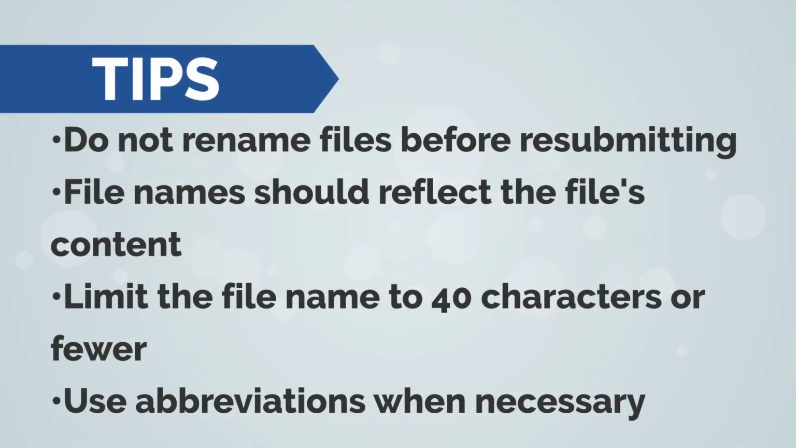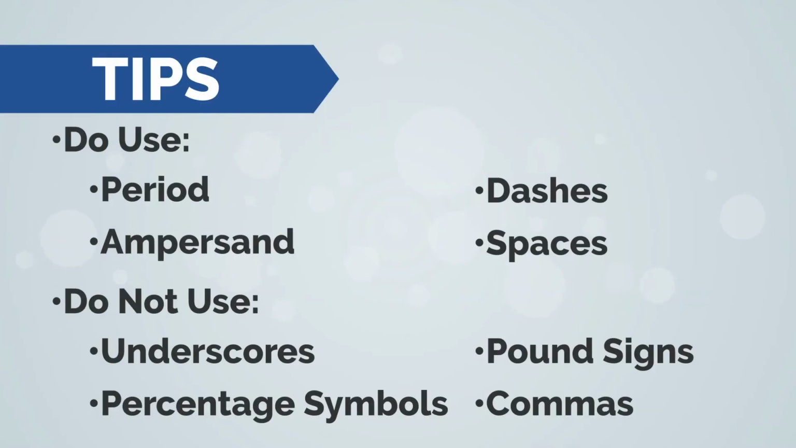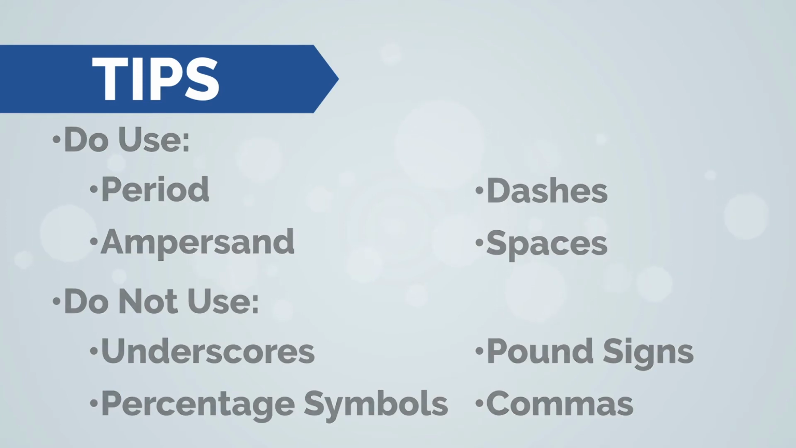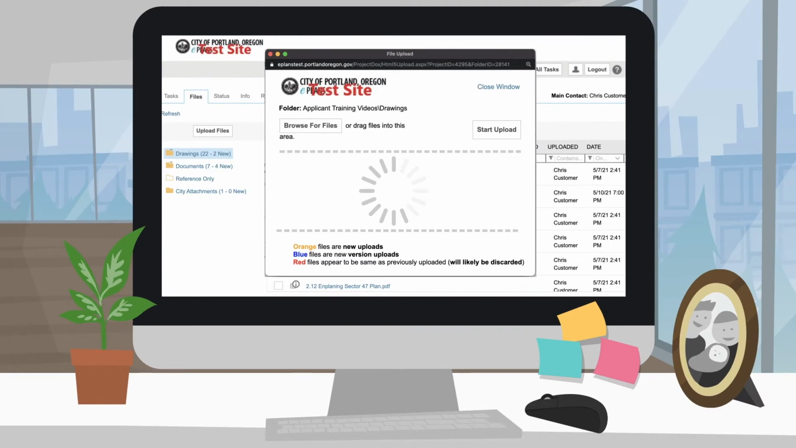Remember these tips. Do not rename files before resubmitting. File names should reflect the file's content. Limit the file name to 40 characters or fewer. Use abbreviations when necessary. Do use a period, ampersand, or dashes, but do not use any special characters, including underscores, percentage symbols, pound signs, or commas. Project Docs will not upload files with special characters.